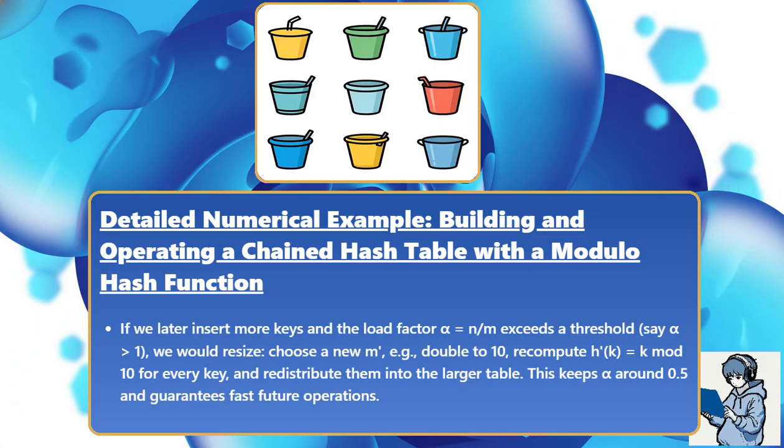If we later insert more keys and the load factor alpha equals n over m exceeds a threshold, say alpha greater than 1, we would resize. Choose a new bucket count m prime, for example double to 10, recompute the hash function h prime of k equals k mod 10 for every key, and redistribute them into the larger table. This keeps alpha around 0.5 and guarantees fast future operations.